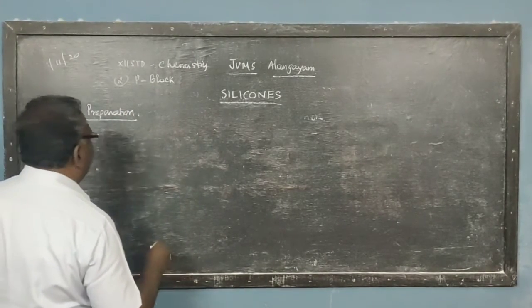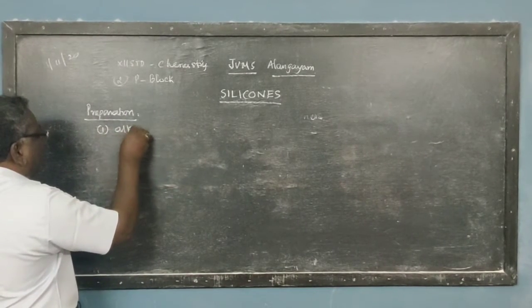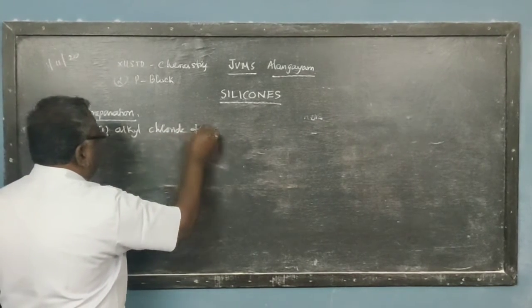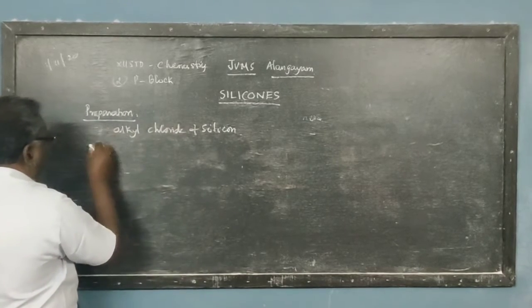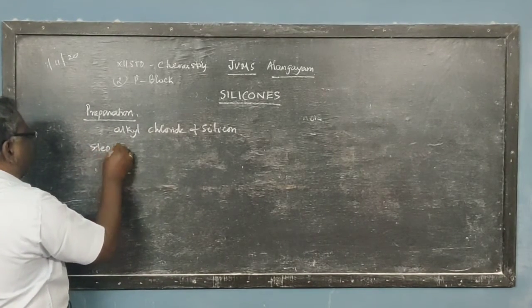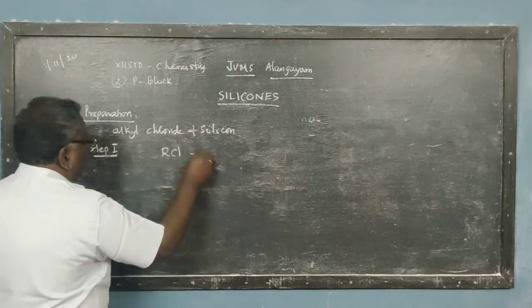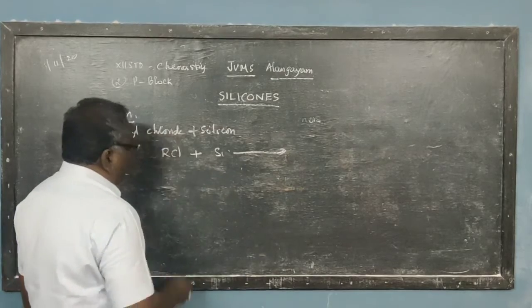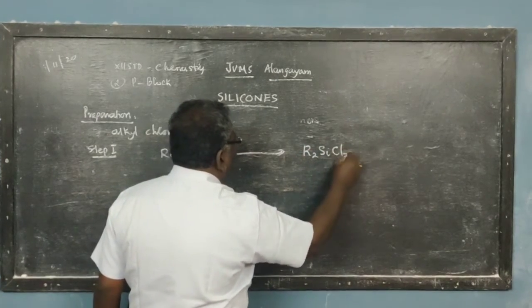Silicones are prepared from alkyl chloride and silicon, right? It involves 3 steps. Step 1: the alkyl chloride, when heated with silicon, forms R2SiCl2.